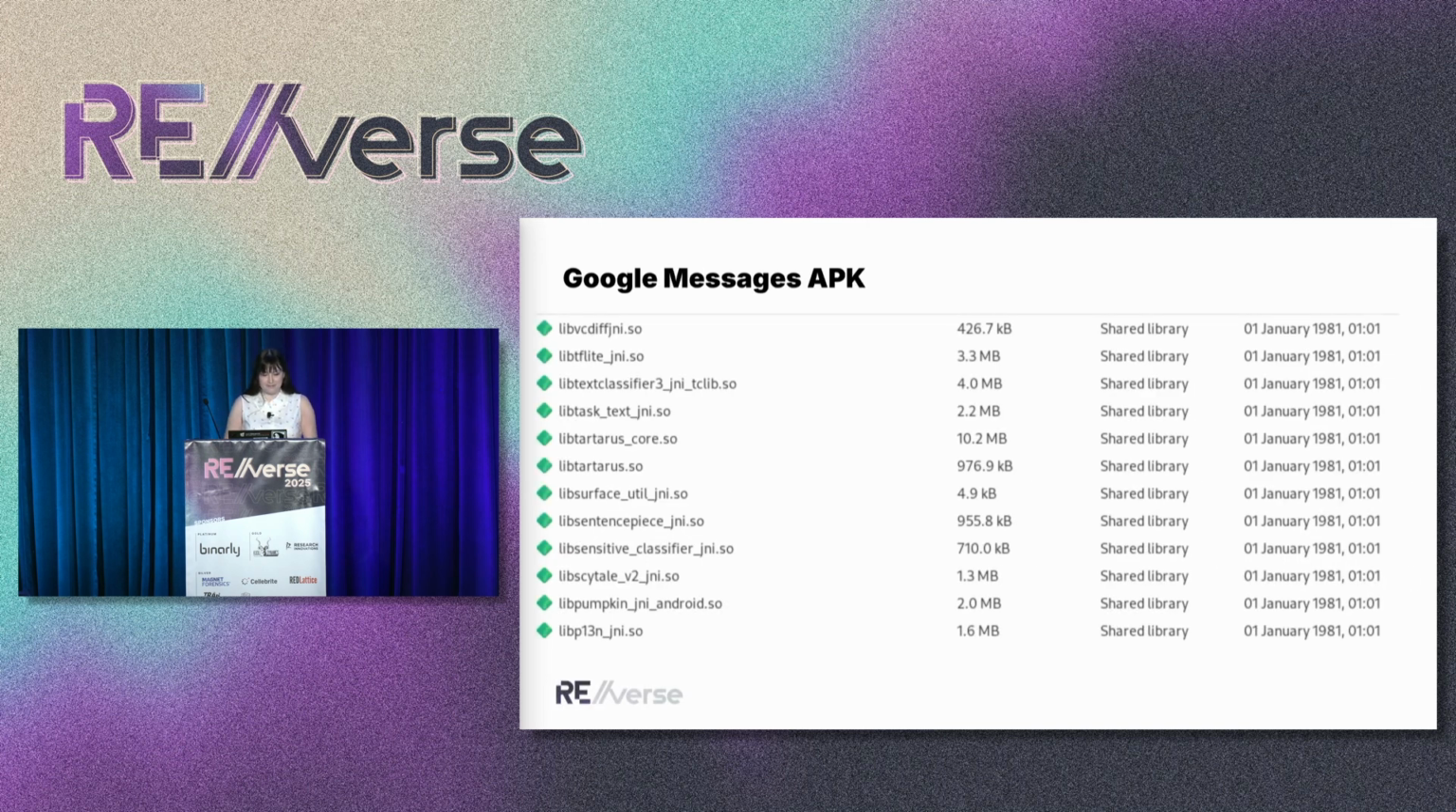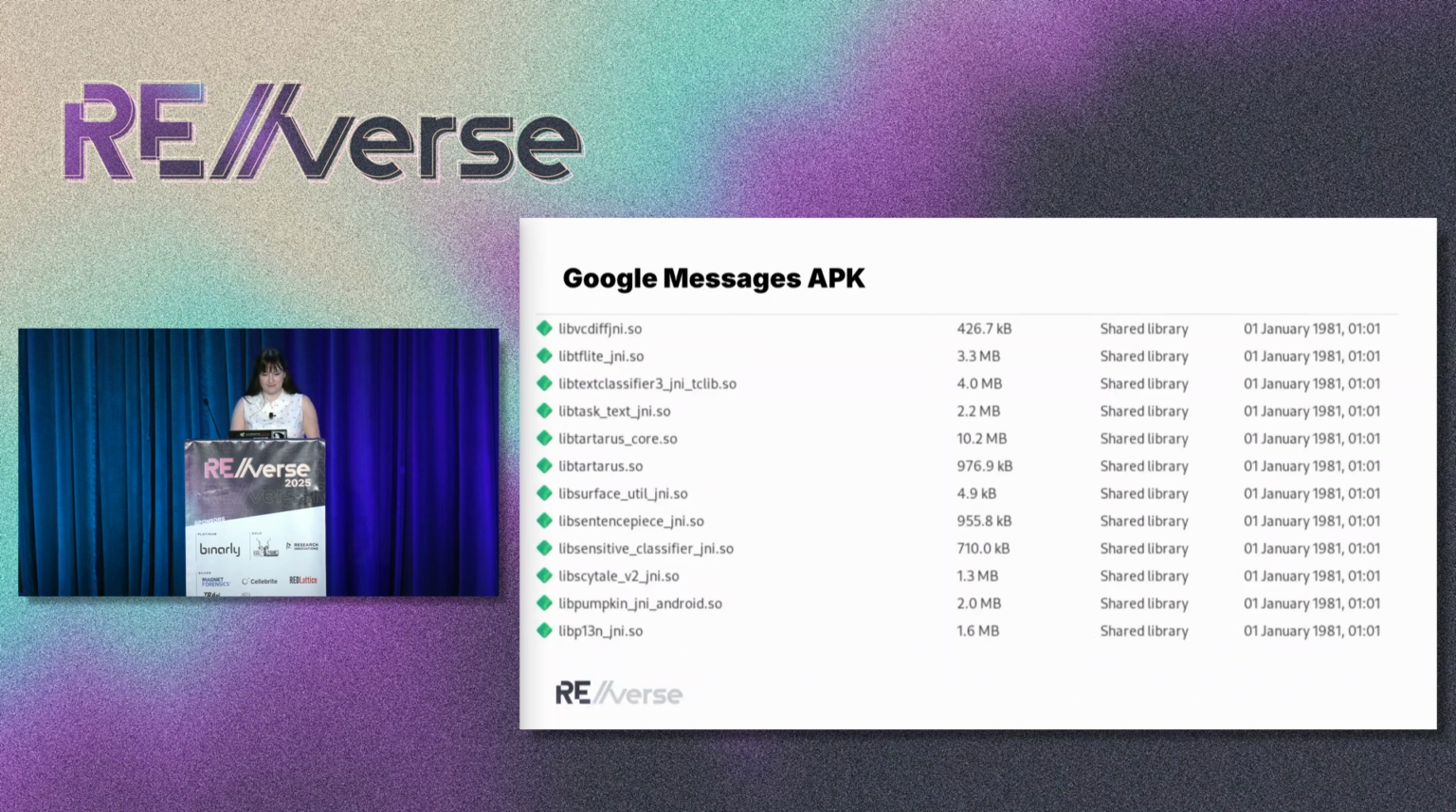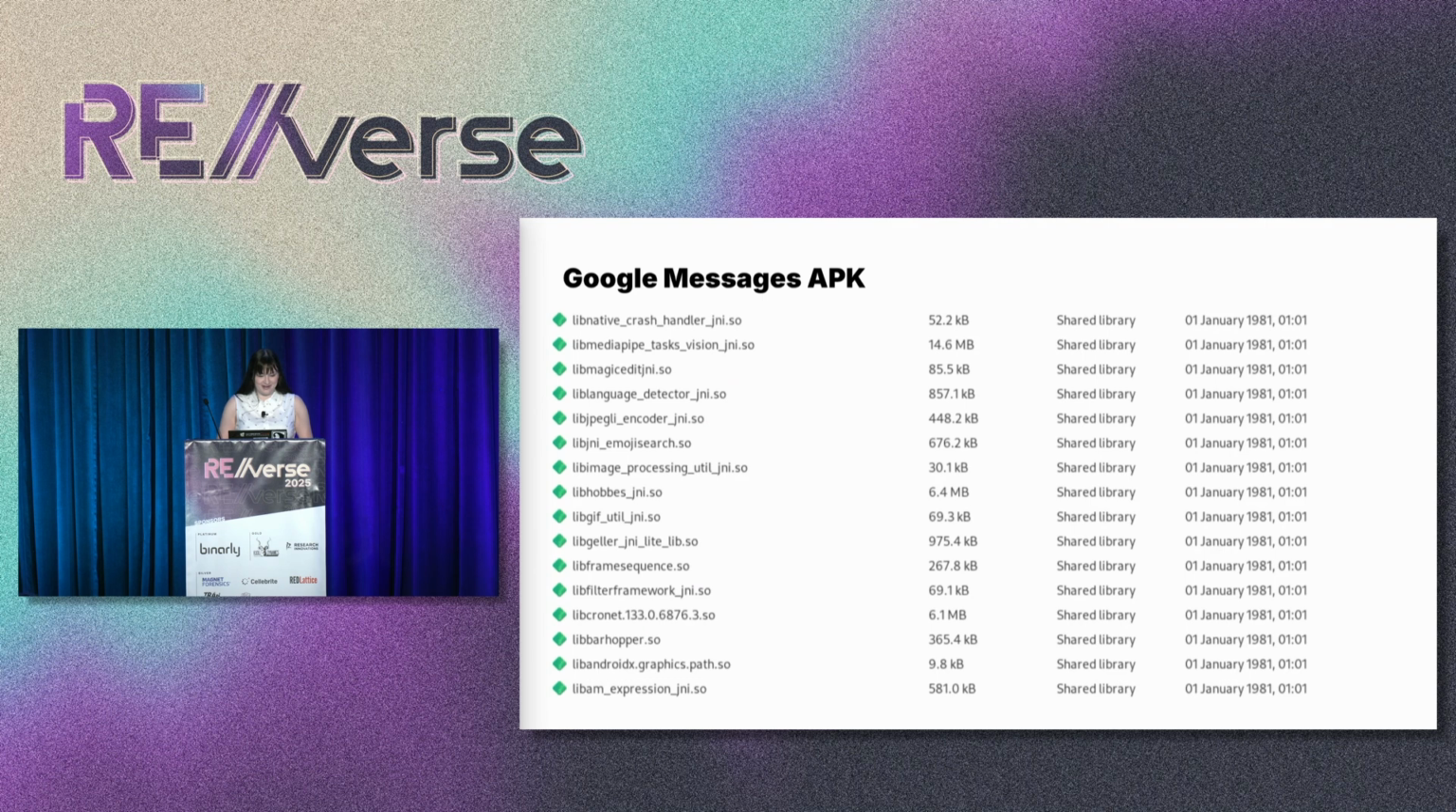So I opened up the Google Messages APK, and I was immediately surprised. So this is 24 native libraries. That is a super large number for a messaging app. So this kind of started giving me an idea of what the functionality of it might be and how I might start looking at it.